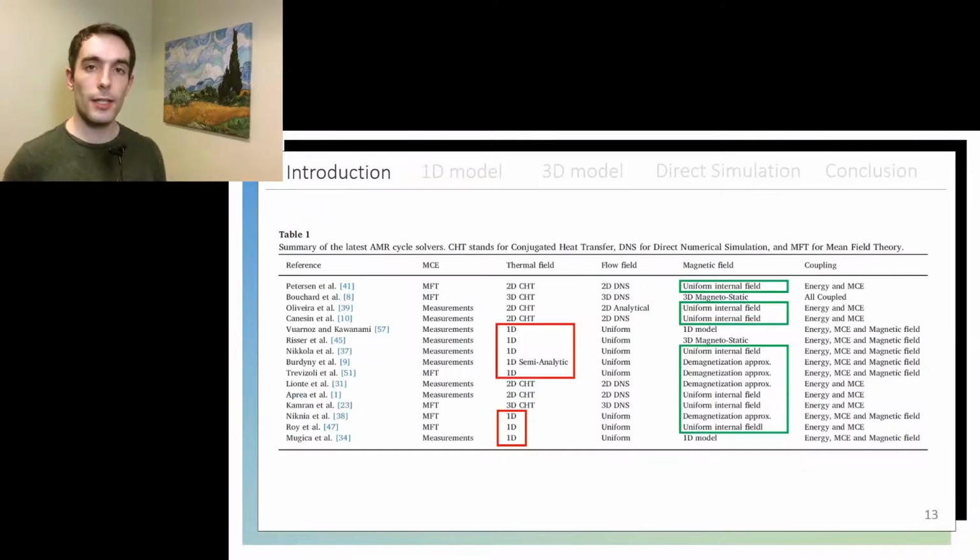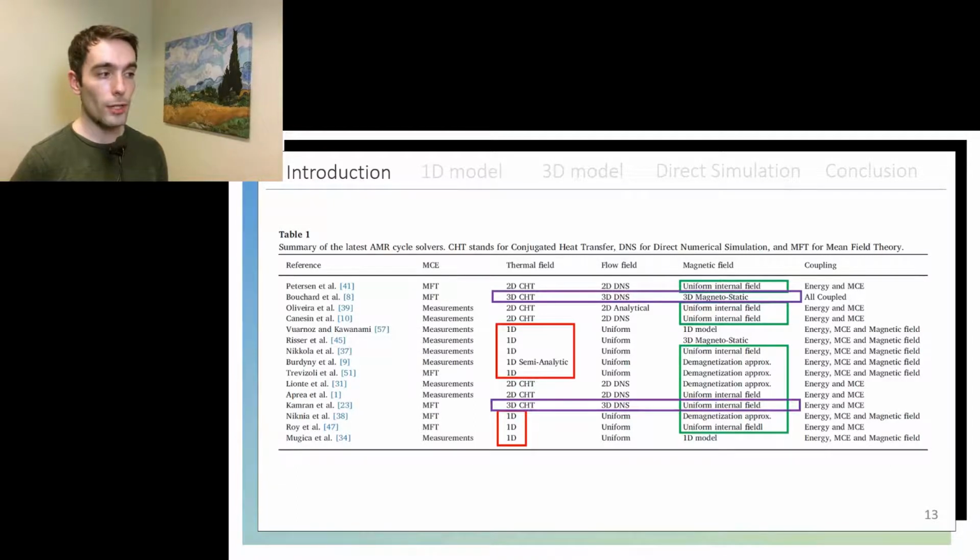On this slide, you can see a summary of the latest numerical models for magnetic regenerators, and you can see there is a good mixture between the cases where they chose the mean field theory and measurements to represent the magnetization for the calculus of the magnetocaloric effect, and well, half of them are one-dimensional models, and most of them chose not to solve the magnetic field that the regenerator would perceive. They chose to apply a uniform internal magnetic field or to approximate the demagnetizing field.